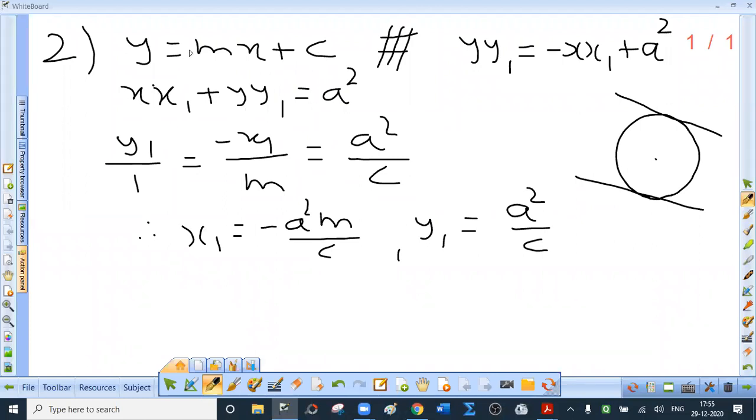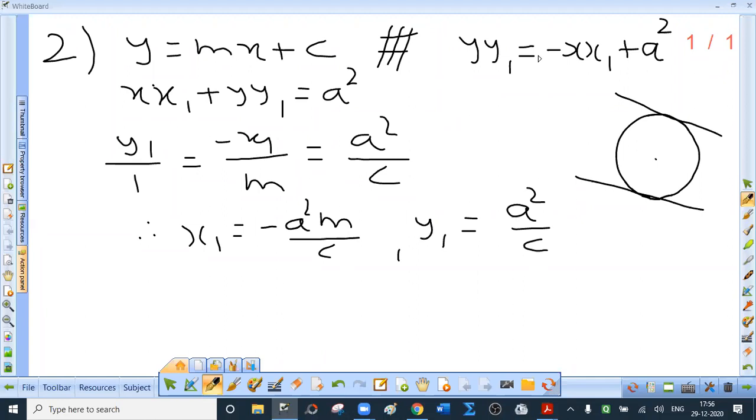So this equation and this equation, they represent the same line. If two equations represent the same line, their coefficients are comparable. I'll repeat this. But for that, you should write both equations in that form. Means what? y equal to mx plus c. So I rearrange the terms to get yy1 equal to minus xx1 plus a squared. Now this equation and this equation, they represent the same line.